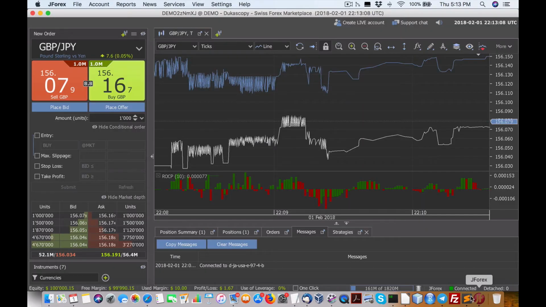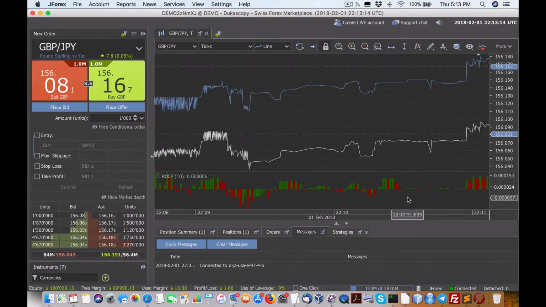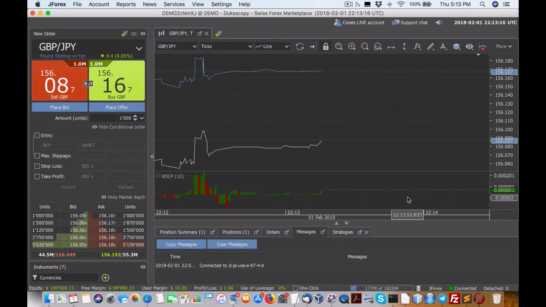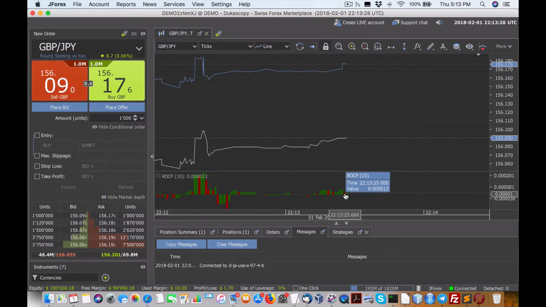So, I'm going to my JForex again. This is JForex for Dukascopy Forex Trading. What you're looking at right now is the bid and ask, and here at the bottom, this is tick data, British pound against the yen. Here you can clearly see at tick level what they call a rate of change.